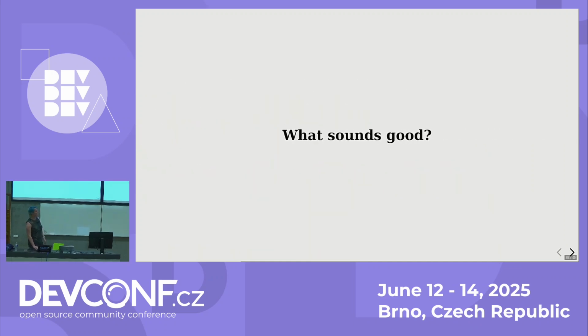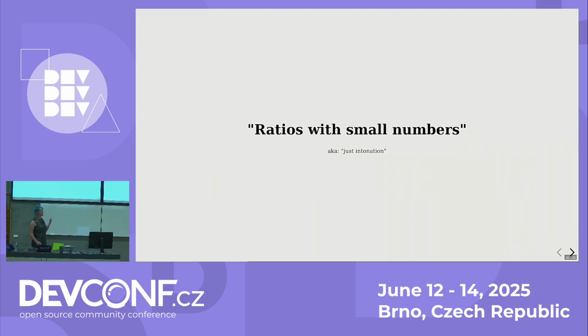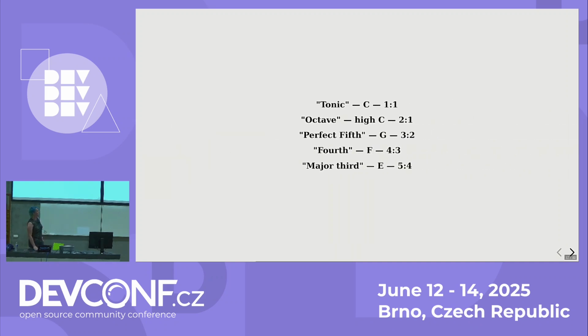In general, the things that sound nice are these ratios with small numbers. So we had 2 to 1, and now we had 3 to 2. This whole process is called just intonation, by the way. This process of building notes relative to a root, in this case C, using these small ratios. Relative to C, the tonic is just a fancy way of saying the note itself. That's 1 to 1. The octave is double that. The perfect fifth we covered, that's a 3 to 2 ratio. And if you think of the other smallest ratios, 4 to 3 and 5 to 4 come out of there.